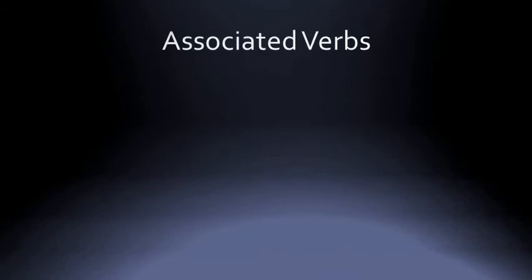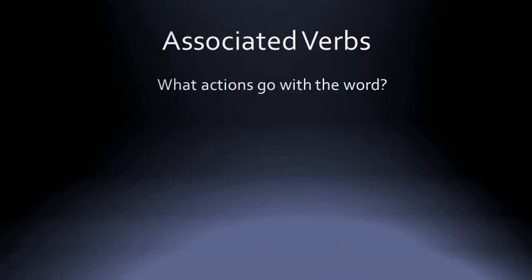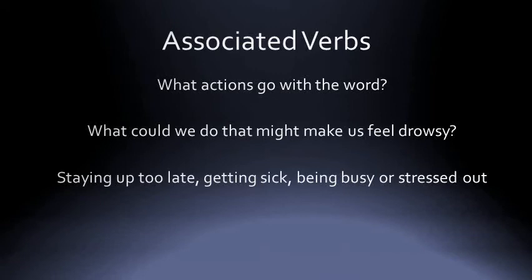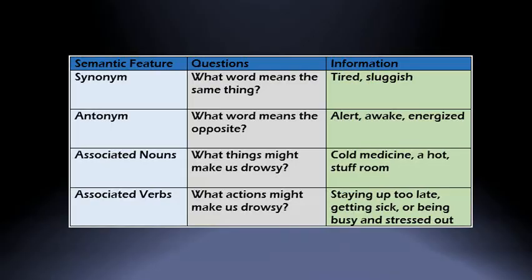The last semantic feature for adjectives is associated verbs. Here is where we ask ourselves, what actions might go with the word we're describing? Remember that verbs are action words. So we might say something like, what could we do that might make us feel drowsy? And we might say staying up too late, getting sick, or being busy or stressed out might make us feel drowsy. Let's review that one more time.